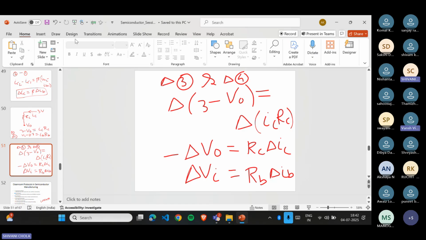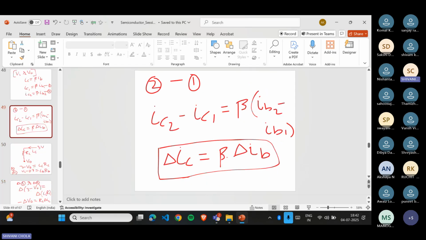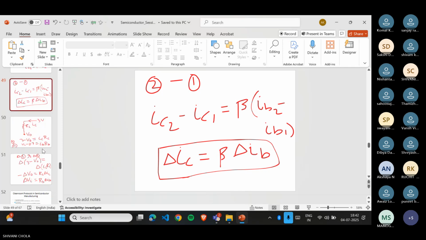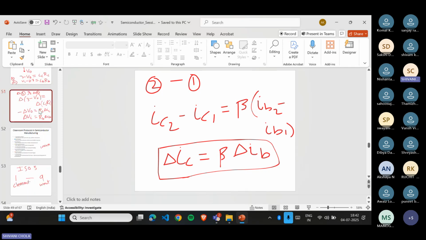Clear till this point? Yes, sir. Now, my friend, just take the ratio of these two equations. Minus delta VO upon delta VI is equal to delta RC upon RB, and delta IC upon delta IB is nothing but beta.